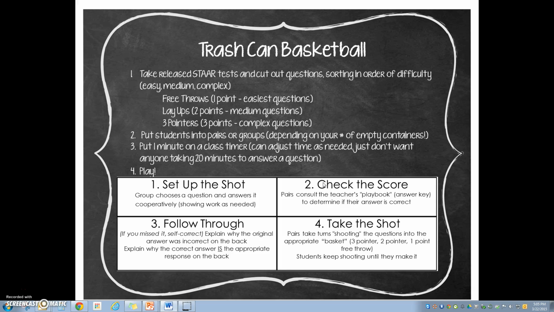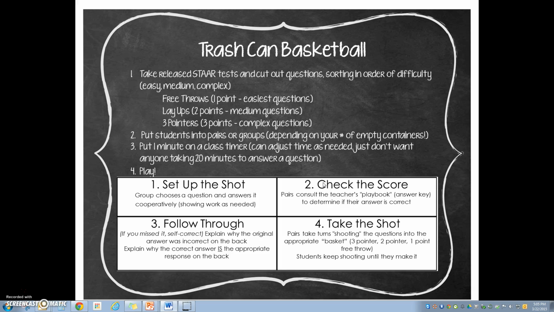Put the kids into pairs or groups, or you can group several groups around a trash can, depending on how many empty containers or buckets or trash cans you have in your room. Put 1 minute on the computer or whiteboard timer. You can adjust this as you feel it's necessary. You just don't want someone taking 20 minutes to answer a single question.